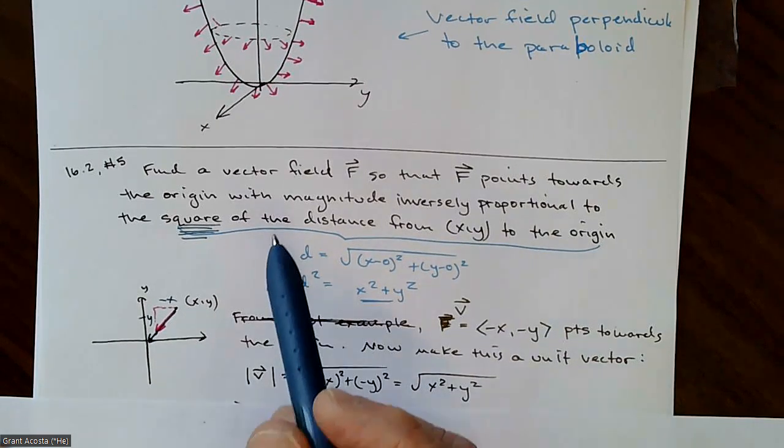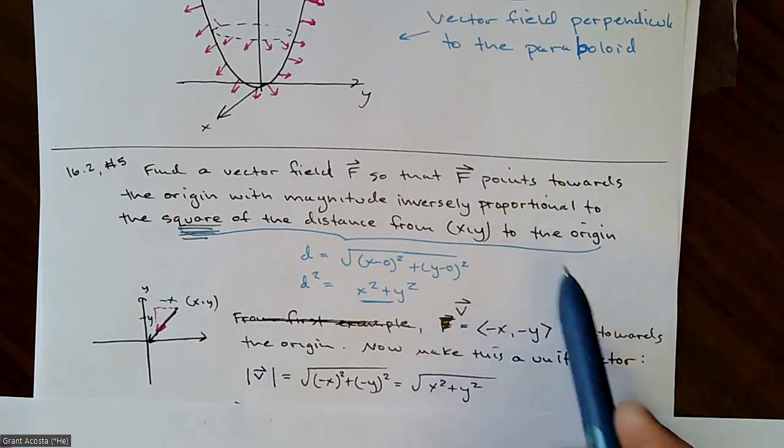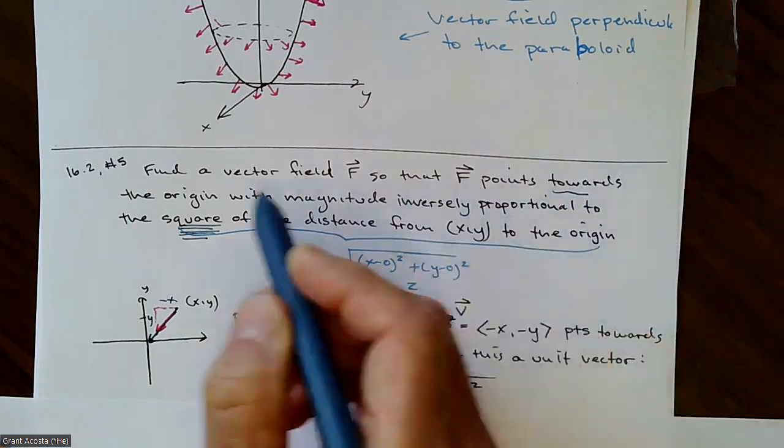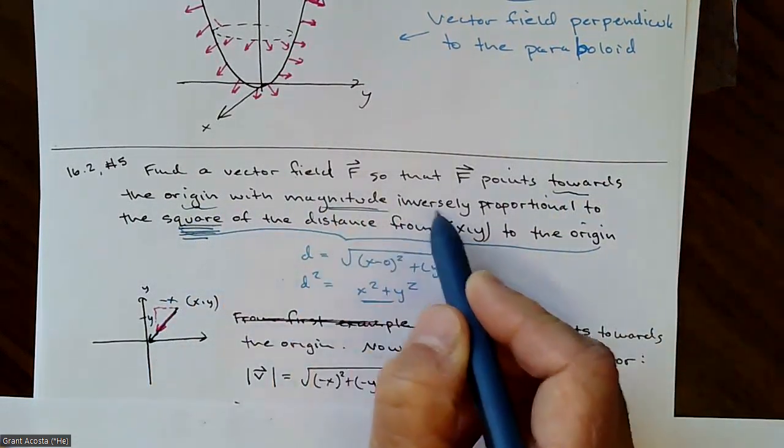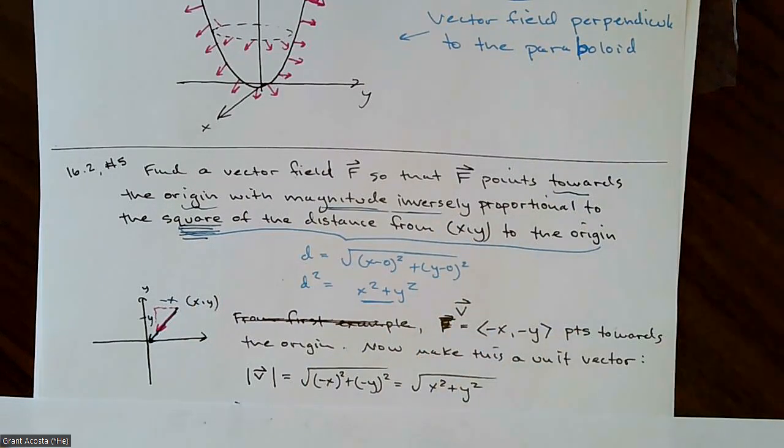But we're not done here. We have the direction, right? Points towards the origin, but they told us something about the length. They want the length of our vector to be inversely proportional to the square of the distance. So this is also sort of a skill in 21C. If you've got information where you want to create a vector with a direction specified and a magnitude specified, we need to do these in 2 separate pieces.